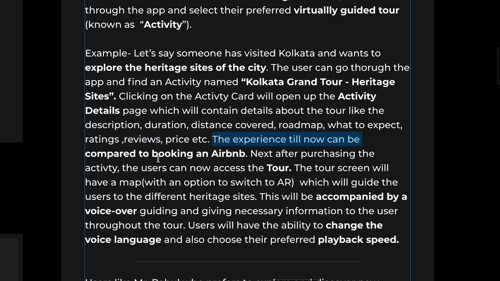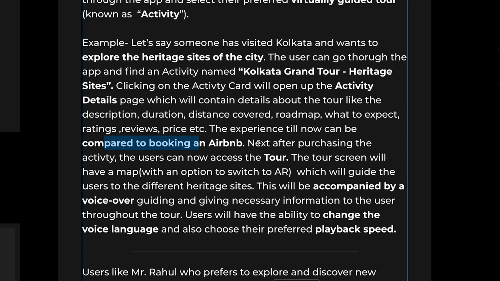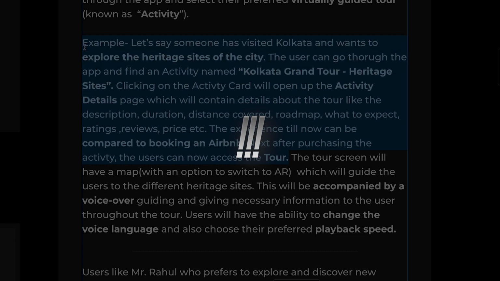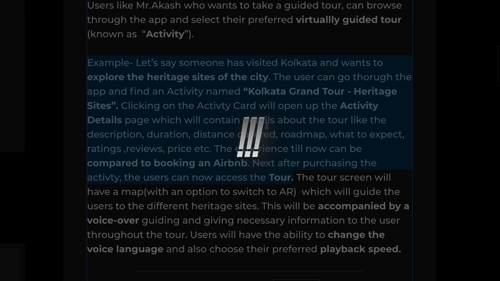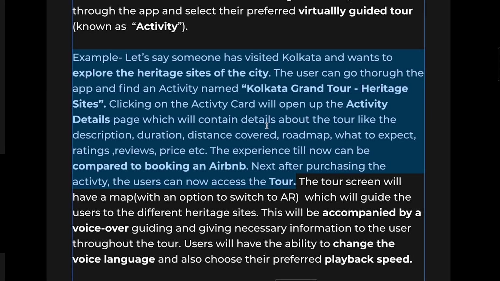The experience till now can be compared to booking an Airbnb. Okay, fine. After purchasing the activity, the users can access the tour. Now, reading all of this makes me feel like, isn't this very similar to any app like Headout, Airbnb experiences, booking.com, where you can go ahead and book tours, right?